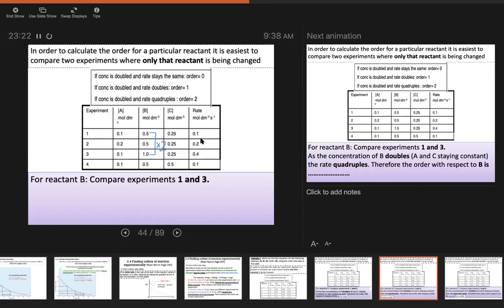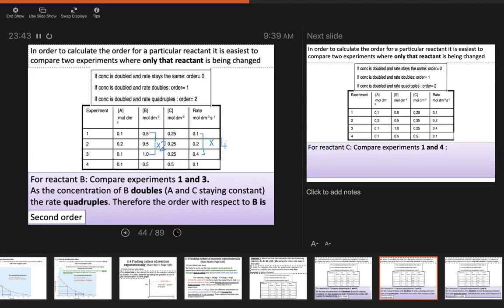Now we want to study the rate. What can you say about the rate? Going from 0.1 to 0.4. Quadruple. Times by 4. So what can you say about the order of reactant B? Second order, that's right. As the concentration of B doubles, the rate quadruples. The rate goes up by 4. So you know that this is second order.